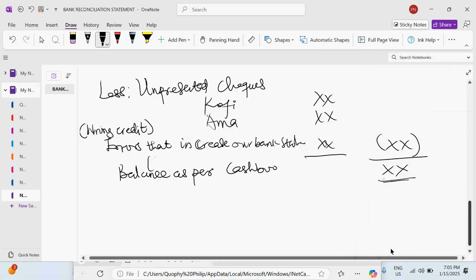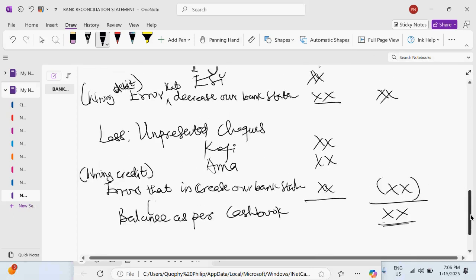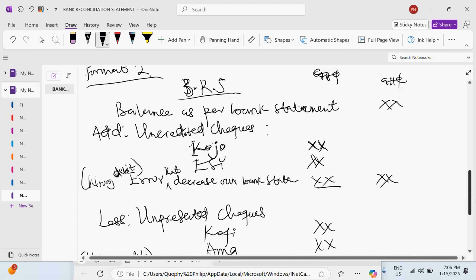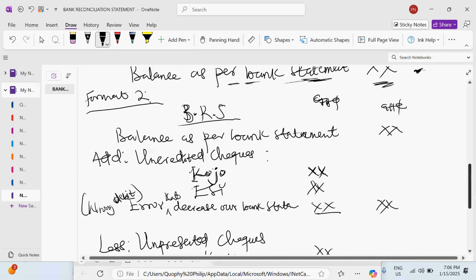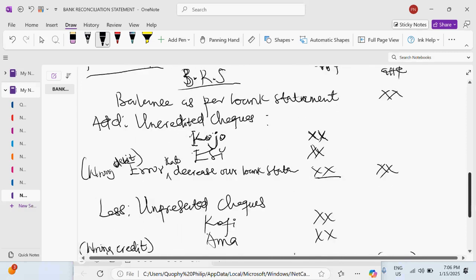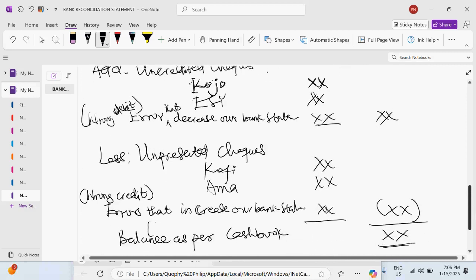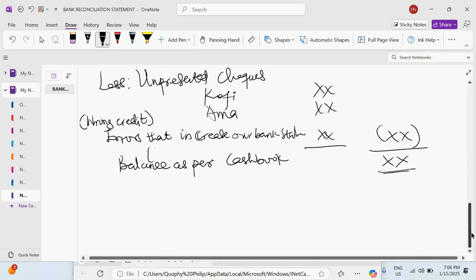Alright, so that is the cash book, because we are turning it upside down. If you start with this, balance as per the bank statement, add uncredited checks, less unpresented checks, right? We also have another format. So let's look at format 3.